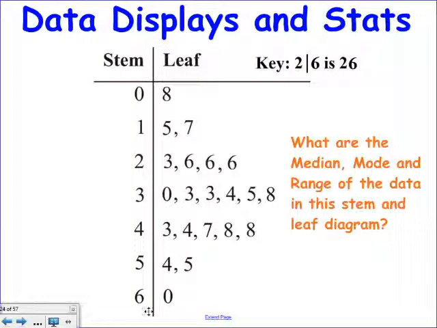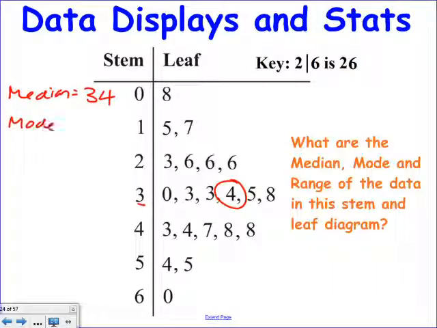So let's do the median first. I've got 21 bits of data, so it's an odd set of data. What's my middle? Everyone get 11. So 21 divided by 2, do it on your calculator if you have to in Unit 1, is 10.5, round it up. So it's the 11th number. 1, 2, 3, 4, 5, 6, 7, 8, 9, 10. So what's my median? 34. Good, 34. Don't forget the stem.